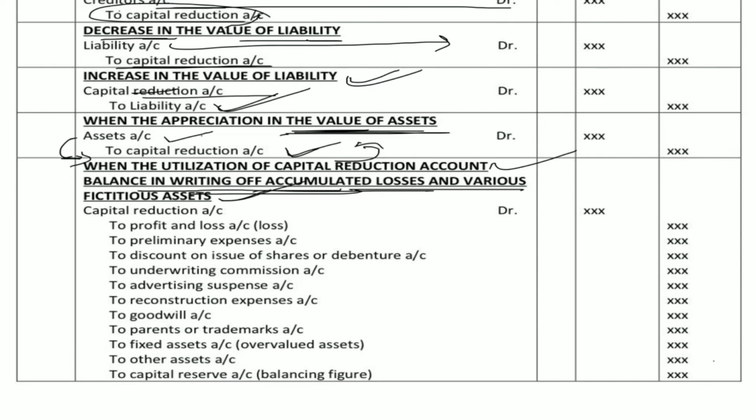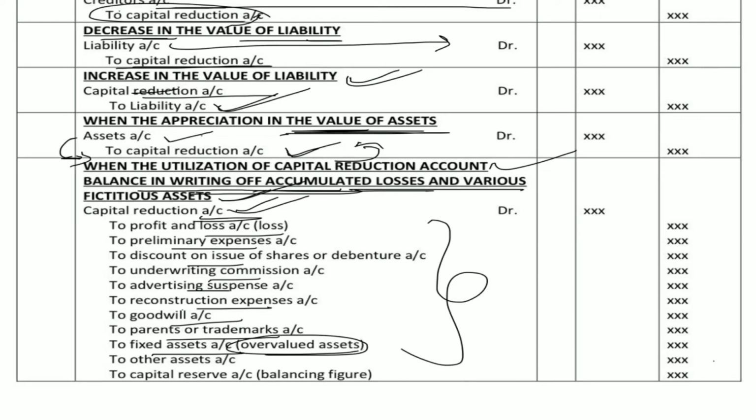The capital reduction amount is utilized to write off all the fictitious losses or overvalued assets and accumulated losses. So the entry is capital reduction account debit to P&L account, preliminary expenses, discount on issue, underwriting, advertisement, suspense account, reconstruction expenses if any, goodwill, patent, trademarks, fixed assets if it is overvalued, other assets if there is any, and the remaining balance will be transferred to capital reserve account.